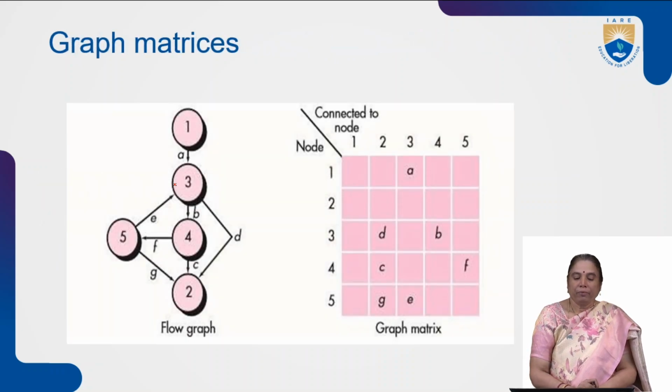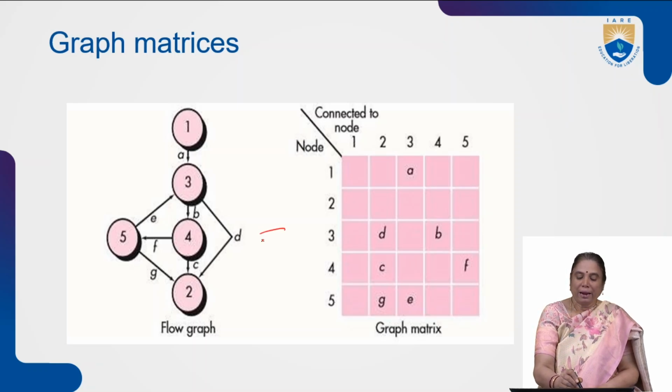Another alternative way to estimate the cyclomatic complexity is with graph matrices. The control flow diagram is converted into a matrix. The number of nodes in the control flow graph determines the number of rows and columns in the graph matrix. So here in the example, 5 nodes are there, so a 5 by 5 matrix is constructed.